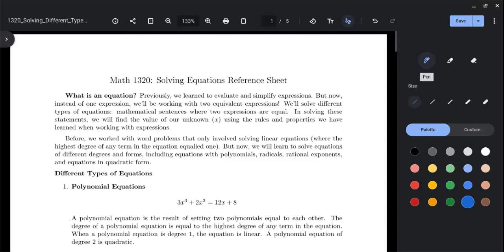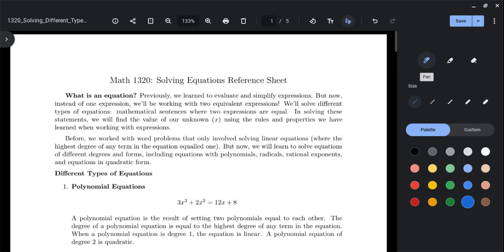Hi everyone. In this video, we're going to look at how we can identify different types of equations so that we can then use appropriate methods for solving those equations. So first off, we have been working a lot with expressions in this class.